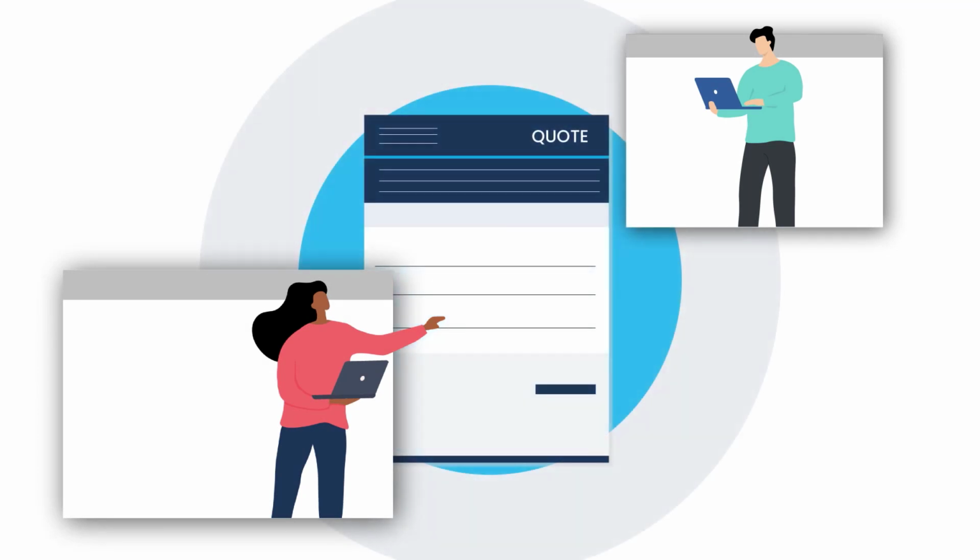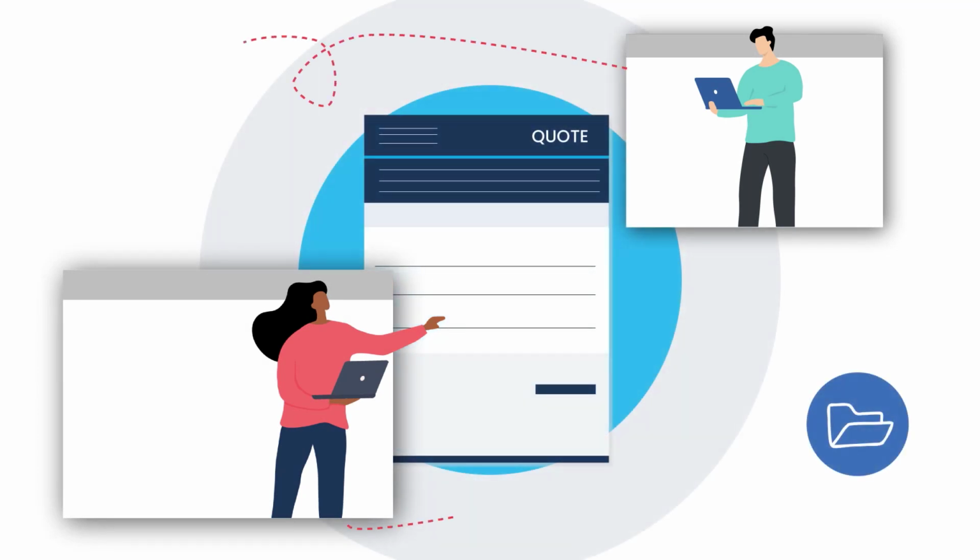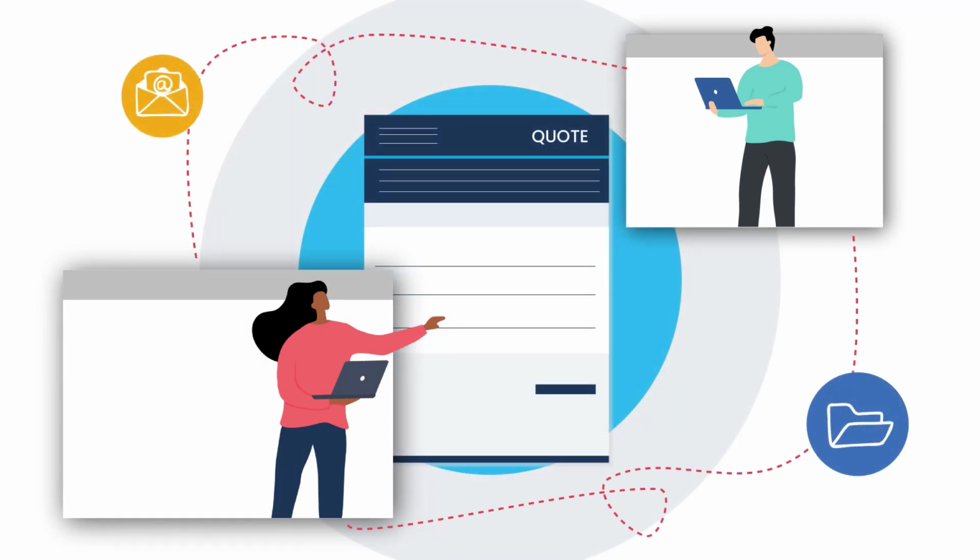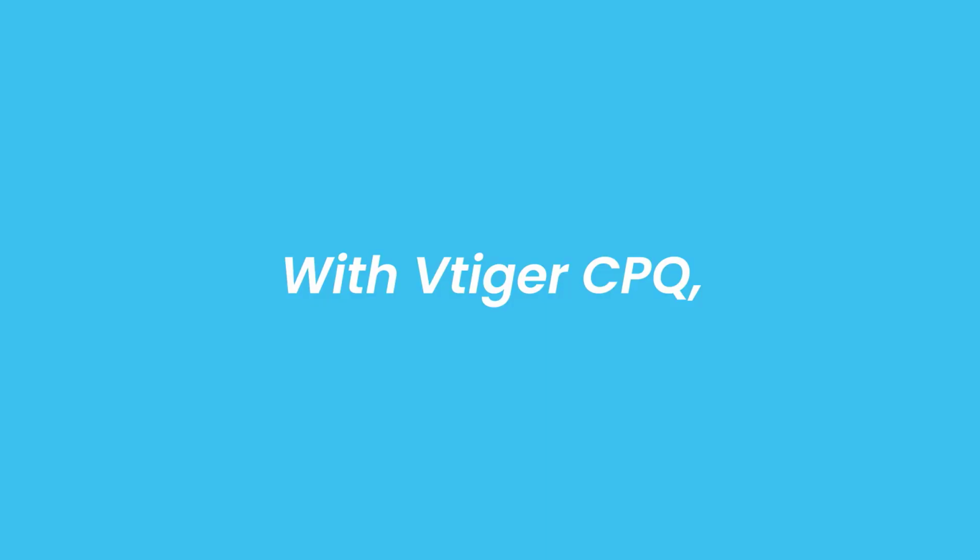Sales teams know the importance of effective quote generation. Manual processes and complex product configurations can lead to delays and errors. With Vtiger CPQ, you can say goodbye to manual struggles.